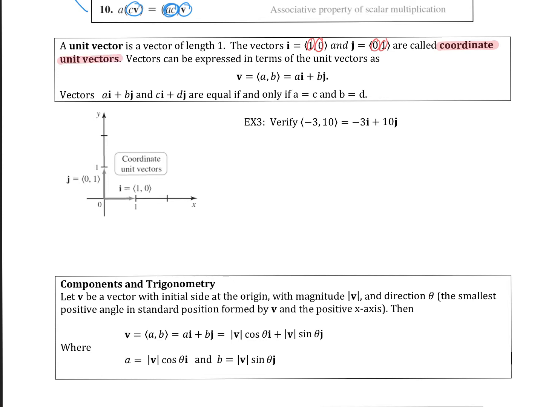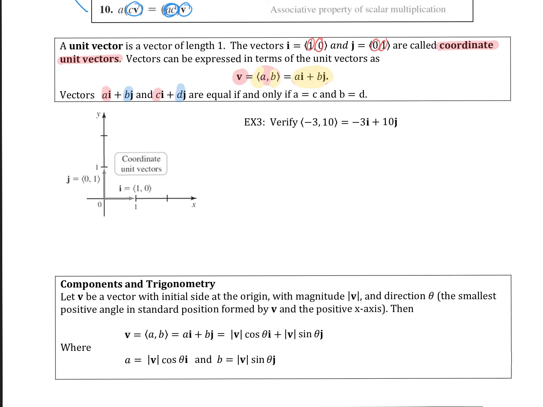Vectors can be expressed in terms of the unit vectors. If we have a vector AB, then a times i plus b times j is a way we can represent that. So instead of using the parenthesis values, we can represent it with an i and a j. Vectors ai plus bj and ci plus dj are equal if and only if a is the same as c and b is the same as d. Basically, it means if a and c are the same and b and d are the same, then the vectors must be the same vector.